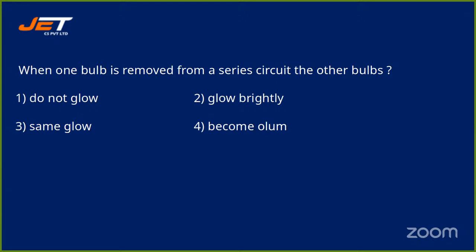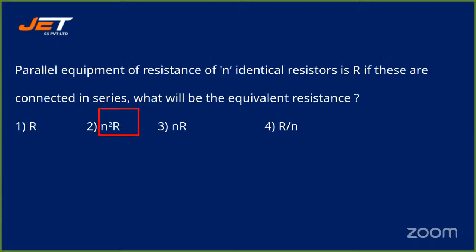Next. No, the answer is N square R, because it is not parallel connection here. It is connected in series now. So when it is connected in series, it will be R1 plus R2 plus R3 and so on, like that. That's the reason it will be N square R.